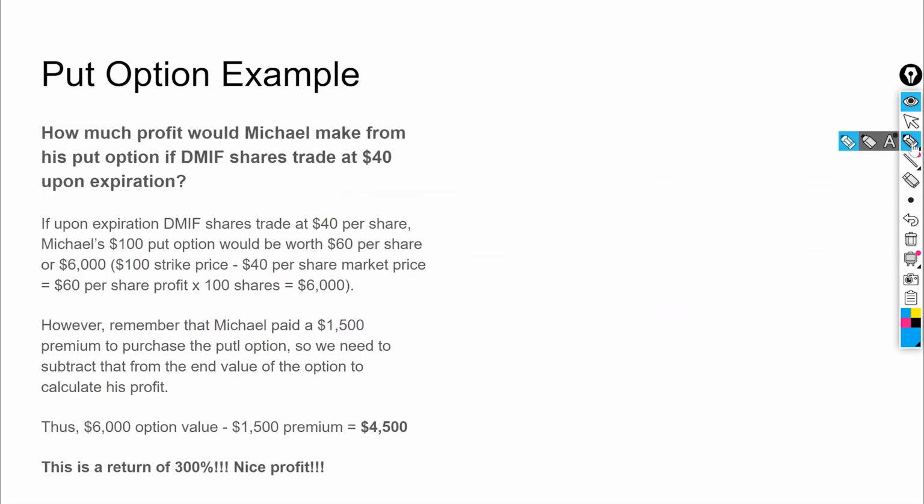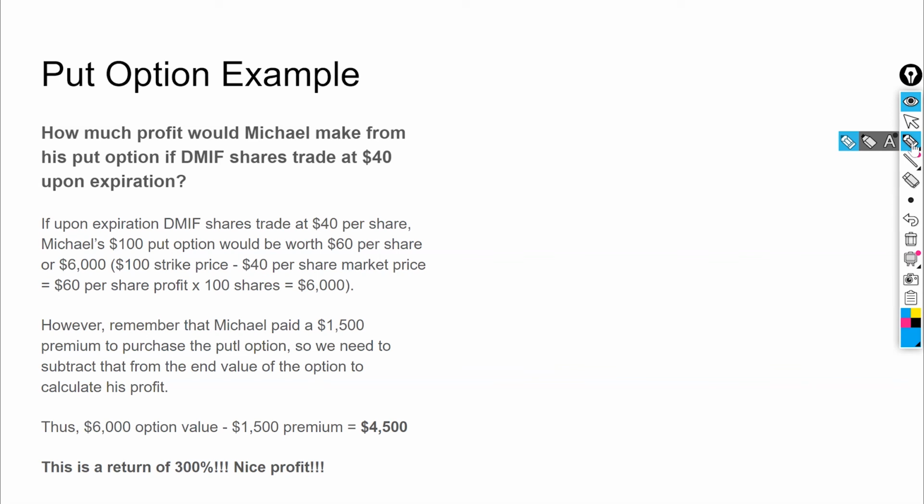Okay, so let's calculate how much profit Michael would make from his put option if Dunder Mifflin shares trade at $40 at expiration. So let's say the news about the exploding tablets gets out into the mainstream media. Nobody's buying the product. The company's getting a bad reputation. Maybe they'll get fined by these consumer protection agencies. So the stock has really sold off from 100 down to 40, right?